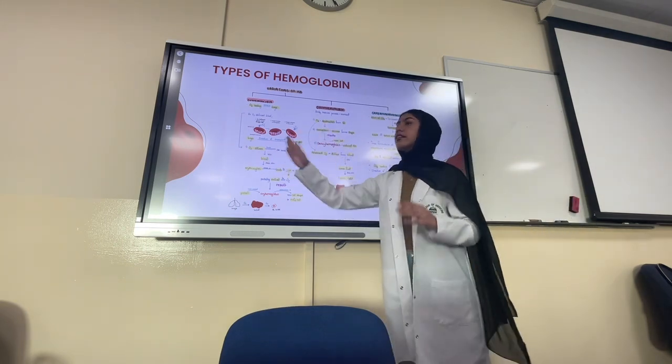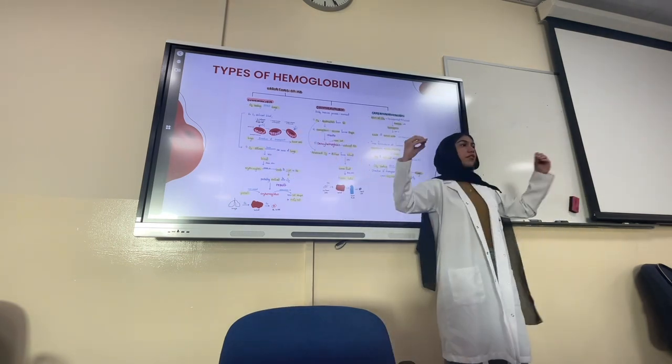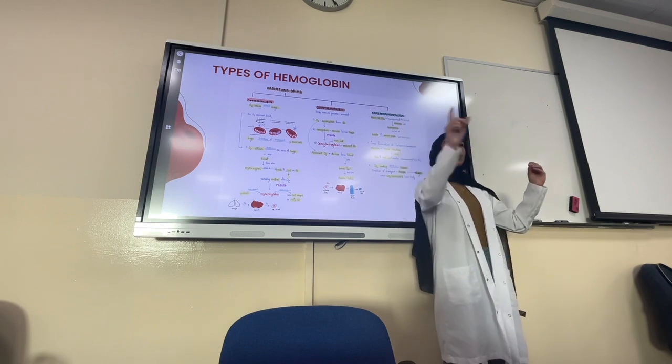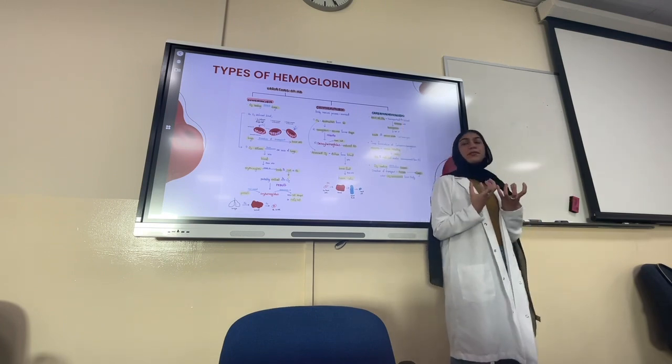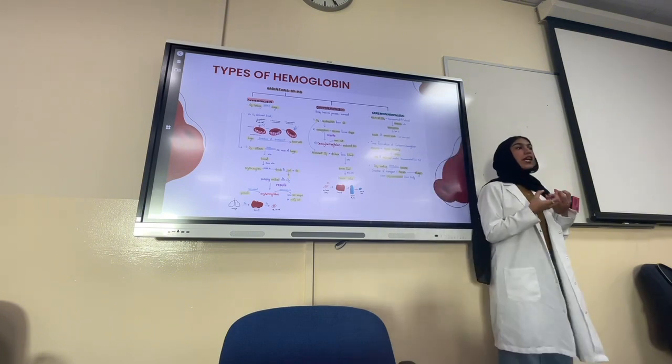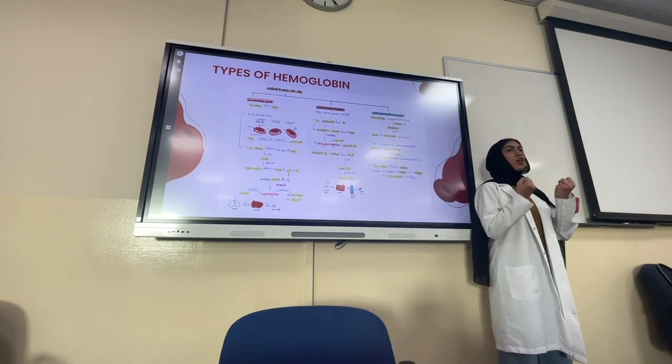Oxyhemoglobin. What's the way that it transports? Like, what's the route of transport? From the lungs to the tissues. So it means it goes from the lungs to the tissues. That's why it's red, because it's oxygenated.